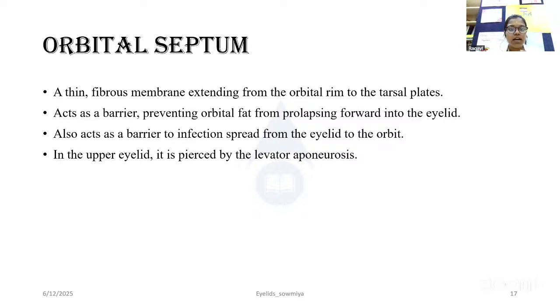Orbital septum. A thin fibrous membrane extending from the orbital rim to the tarsal plate, acting as a barrier preventing orbital fat from prolapsing forward into the eyelid. Also acts as a barrier to infection spread from the eyelid to the orbit. In the upper eyelid, it is pierced by the levator aponeurosis.